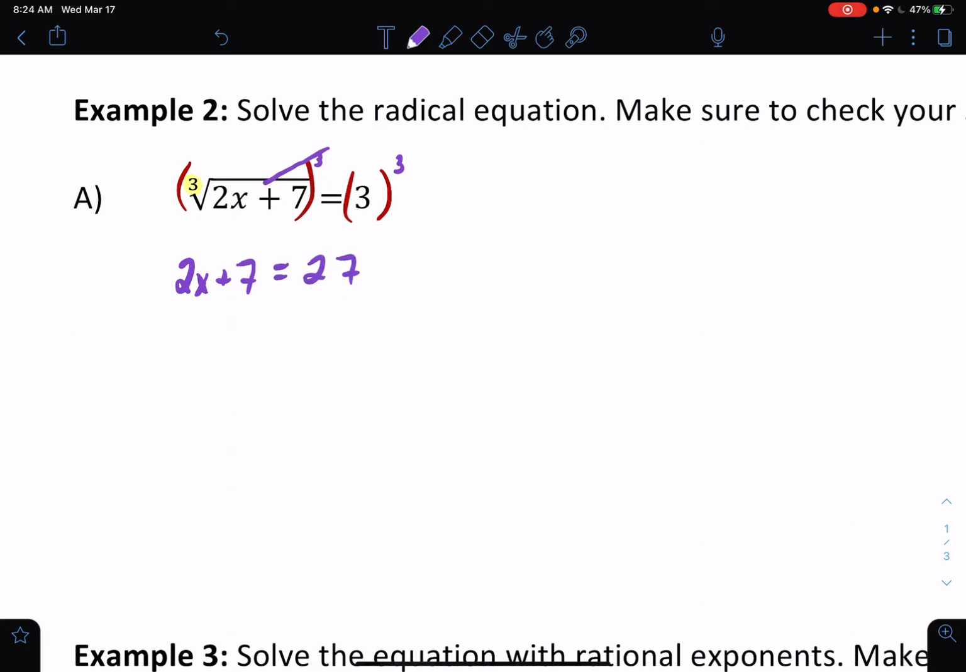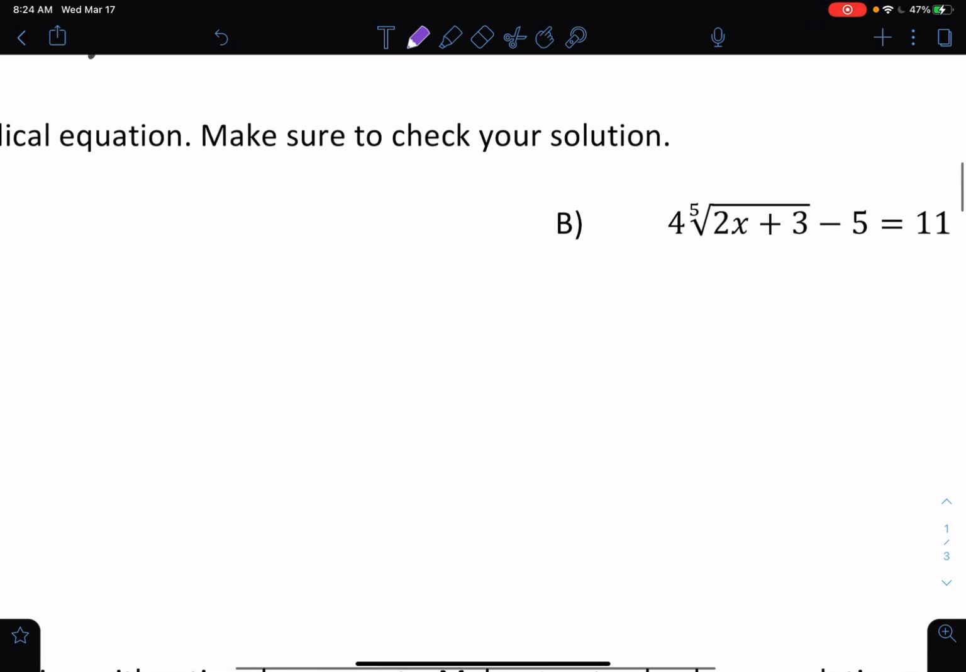So now that we're done with the radicals, now we can solve this. Subtract 7 from both sides, so I get 2x equals 20. Divide both sides by 2, I get x equals 10. Very good. So to undo a cubed root, we need to raise both sides to the third power.